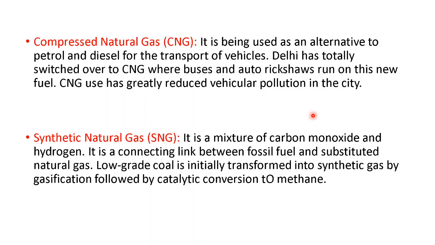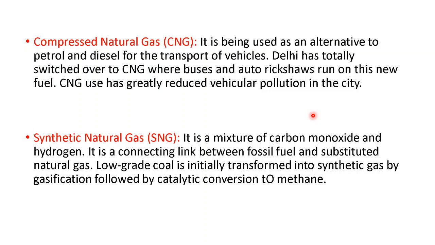So in which ways can we use this natural gas? Mainly it is used in two forms, compressed natural gas and synthetic natural gas. Compressed natural gas is being used as an alternative to petrol and diesel for the transport of vehicles. In Delhi, they have totally switched over to CNG, where buses and auto rickshaws run on this fuel because of air pollution. Now even other cities like Pune and Nagpur, the big metro cities, have switched to CNG. And CNG use has greatly reduced vehicular pollution in the city.